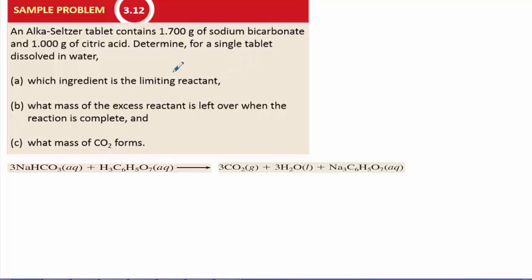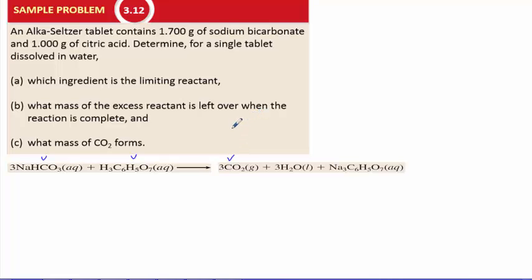For example, an Alka-Seltzer tablet contains 1.7 grams of sodium bicarbonate, that's NaHCO3, and 1 gram of citric acid. Determine for a single tablet dissolved in water which ingredient is the limiting reactant, being the ingredient that gets used up first, what mass of the excess reactant, meaning whichever one does not get used up first, is left over when the reaction is complete, and what mass of carbon dioxide forms, carbon dioxide being one of the products of this reaction.